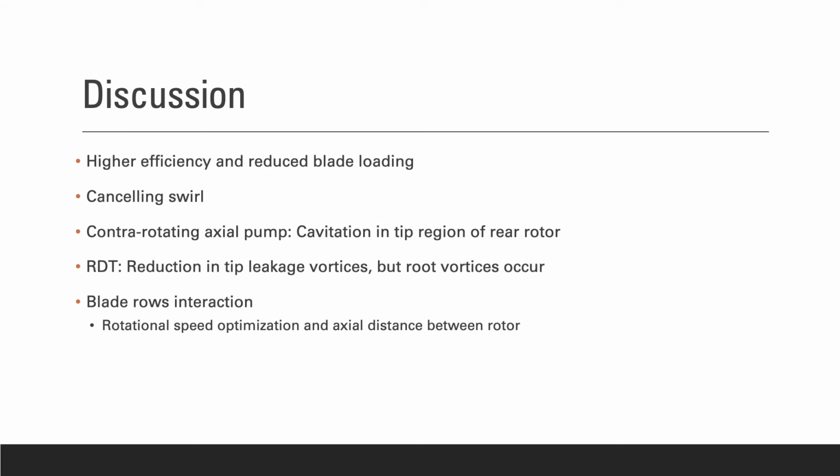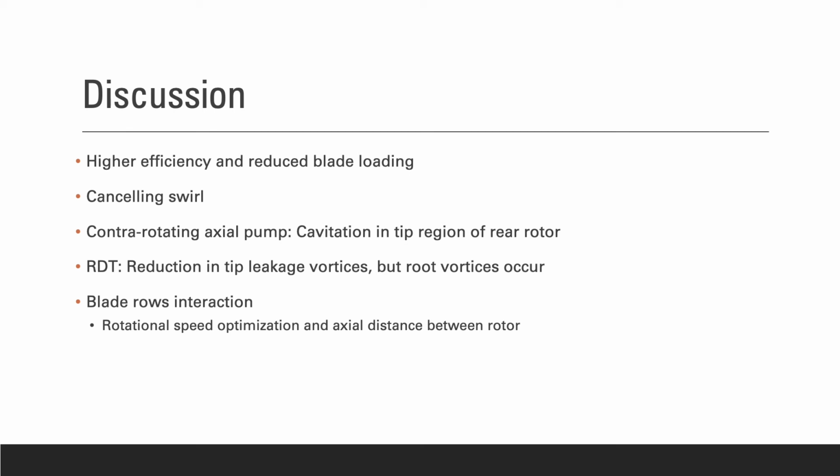I will now discuss some of the findings that I've made in this project, starting with the contra-rotating type. This of course has several advantages that I've already mentioned, such as higher efficiency and reduced blade loading. And most importantly for this project is the cancelling of the swirl from the front rotor, meaning that the booster pump would have a uniform axial flow in the outlet, and this is exactly what is needed. However, the cavitation in the tip region of the rear rotor that was found in one of the studies on contra-rotating axial pumps is something that needs to be fixed.